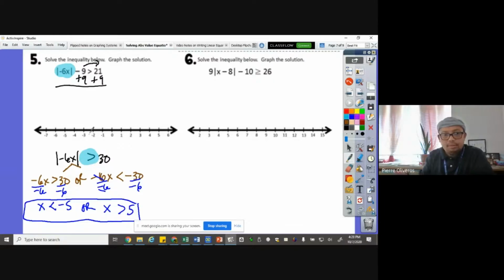The graph: negative 5, open to the left, 5, open to the right. And that's the answer. That's a complete graph there.